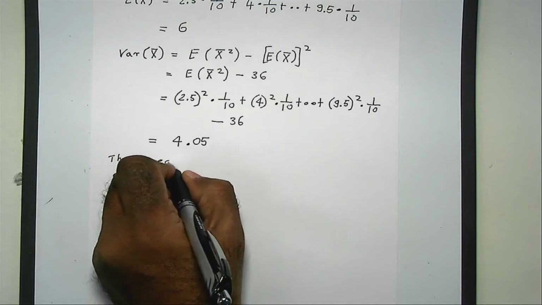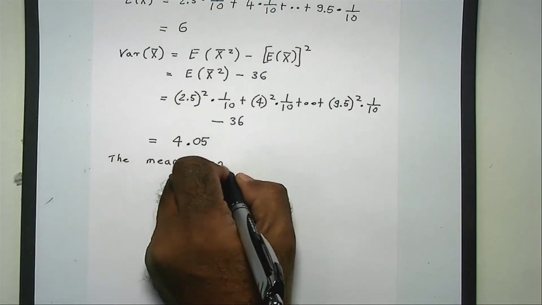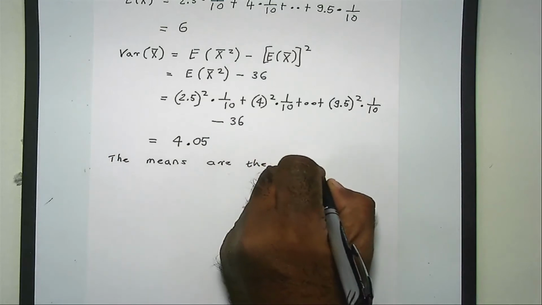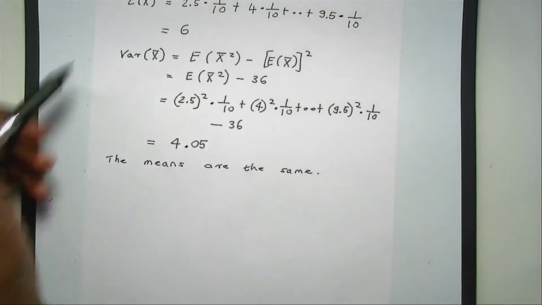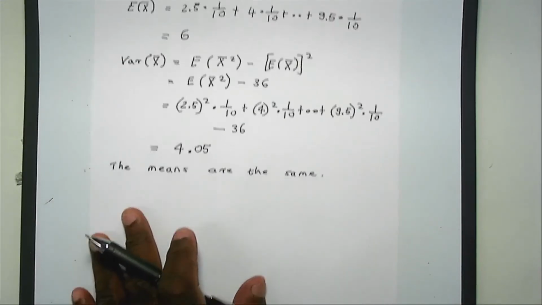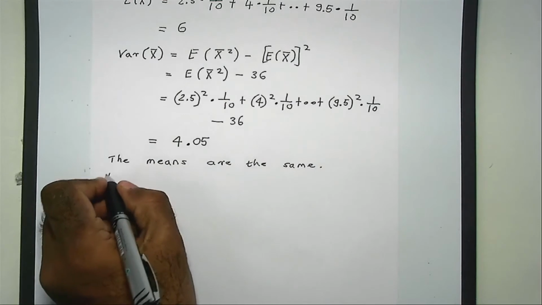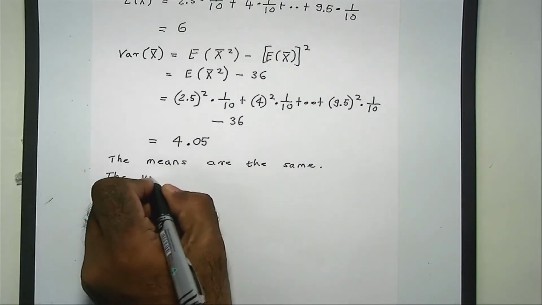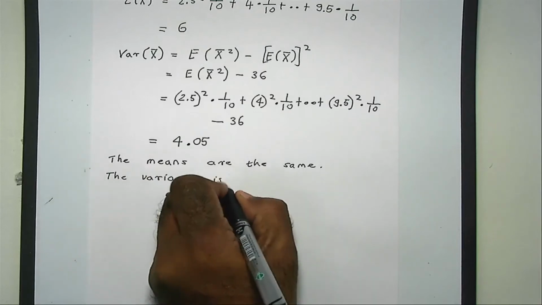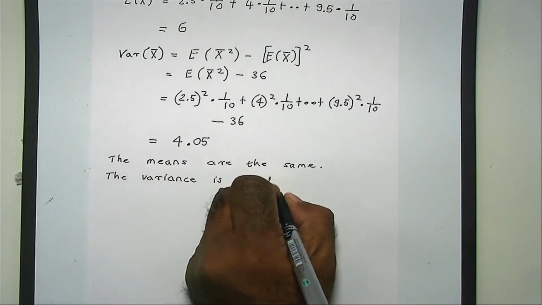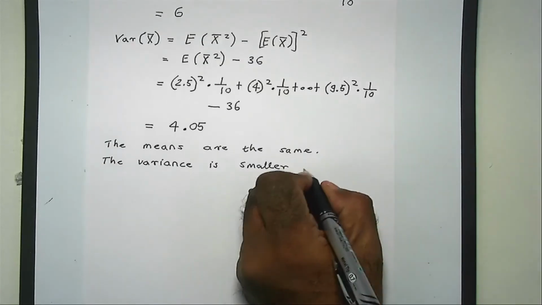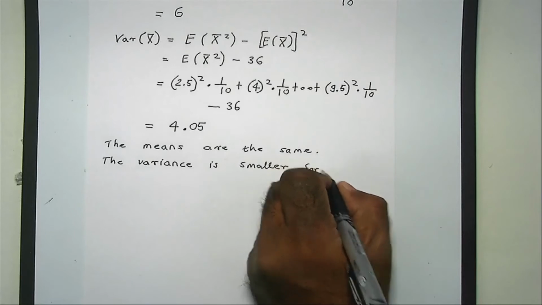The means are the same. Alright, the mean, that is the expectation of X bar, is the same with replacement and without replacement. But the variance is smaller. Right, the variance is smaller for without replacement.